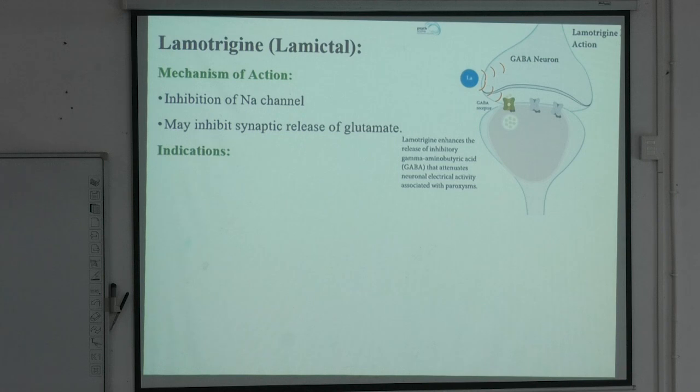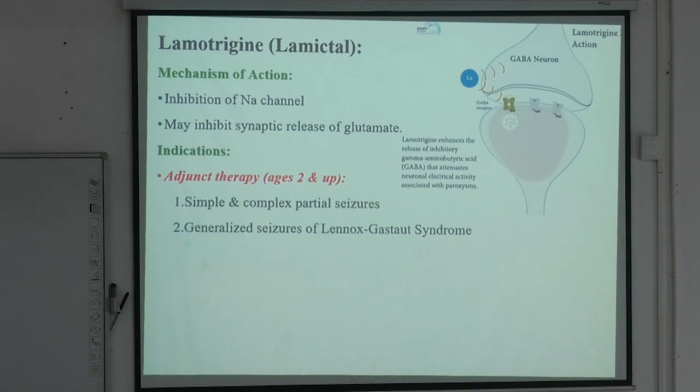It also may inhibit. Indications: adjunct therapy, simple and complex partial seizures, and generalized seizures of Lennox-Gastaut syndrome. Lennox-Gastaut syndrome I told just now, absent seizure in case of children. Okay, হঠাৎ করে ভেক হয়ে গেল. Monotherapy can be given simple and complex partial seizures, but not generally practiced in the general outdoors. Again, the cause is cost. Cost is a huge problem.